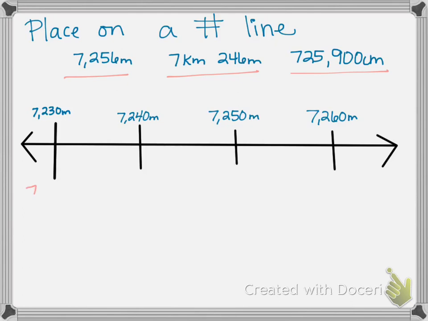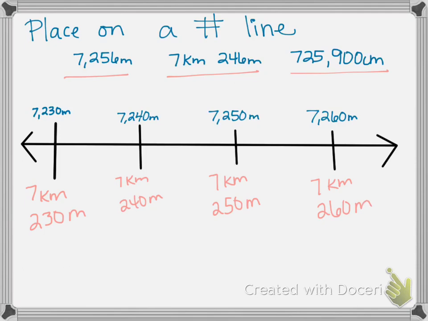7,230 would be the same as 7 kilometers, 230 meters. Okay, this would be the same as 7 kilometers, 240 meters. Notice how we're jumping up by tens. 230, 240, 250. So this will be 7 kilometers, 250 meters. And this would be 7 kilometers, 260 meters. Okay, so now we have mixed units on the bottom, smaller unit on top.